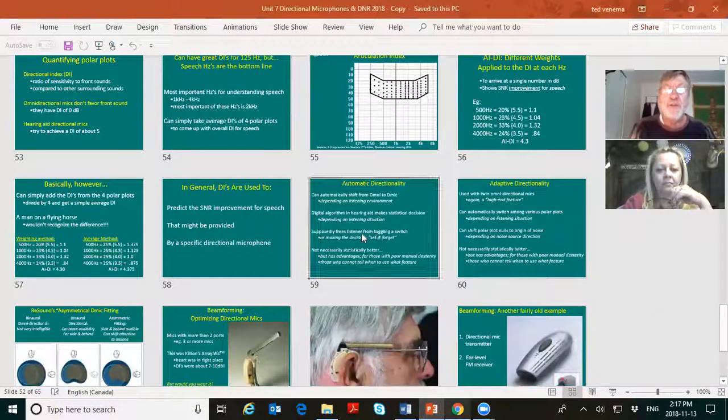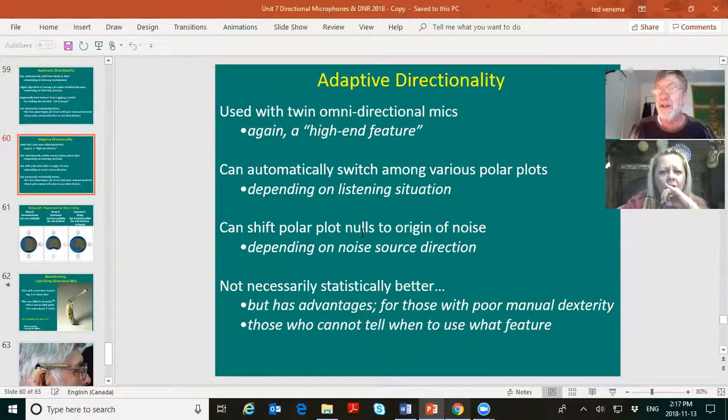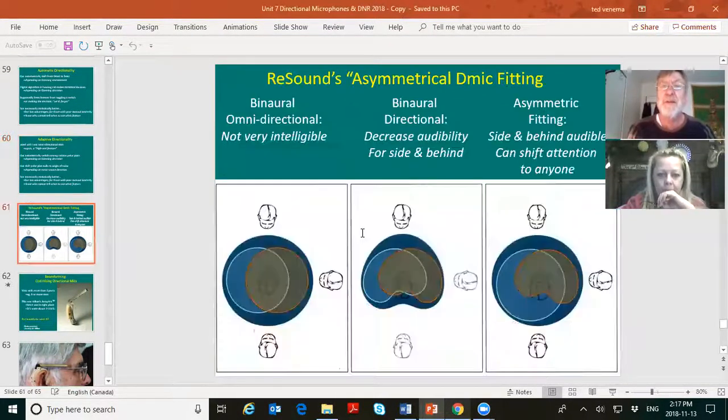Beamforming is sometimes, oh, here, by the way, automatic directionality, adaptive directionality. Okay, you got it in your PowerPoint slides too. Okay? Now, Resound had a weird directional mic system. Typical directional mics worn on each side of the head. Okay, here's binaural, omnidirectional. You're trying to listen to sounds coming from, here's the guy listening.